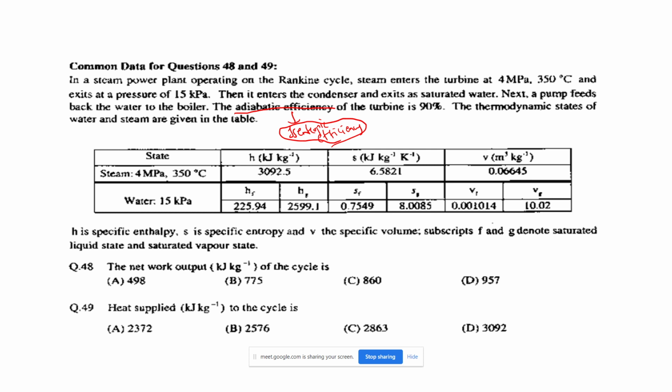Both are C. Both are C. Yes. Yeah, let others solve it. Discuss. Last part is the easiest one. What? 49 is easiest one.